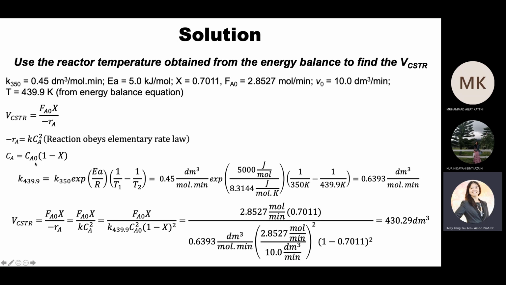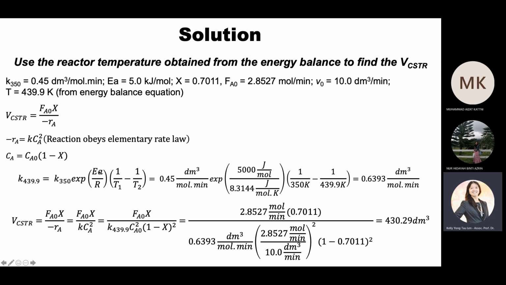Dan CA akan sama dengan CA0 1 minus X. So first thing first, kita dah tahu reaction temperature, kita dah boleh kira K. Okay, sebelum ni itu masalahnya, tak tahu temperature, tak boleh kira K. Tapi dalam soalan ni a bit tricky. Dia sebenarnya dah pernah beri kita nilai K, tapi K tu pada 350 Kelvin. So kamu kena betul-betul ingat, okay, K yang diberi was at 350, but my reaction temperature that we calculated was 439.9. So means kamu kena kira K yang baru tu.